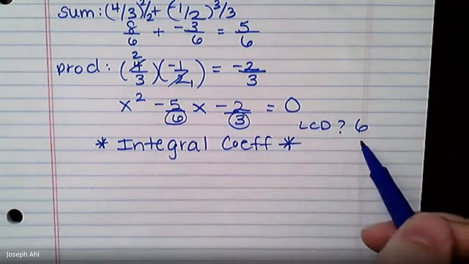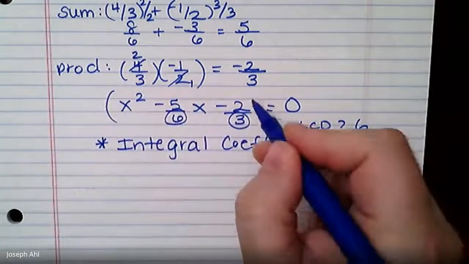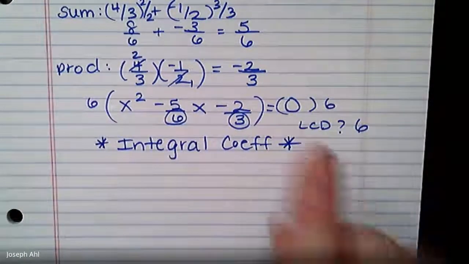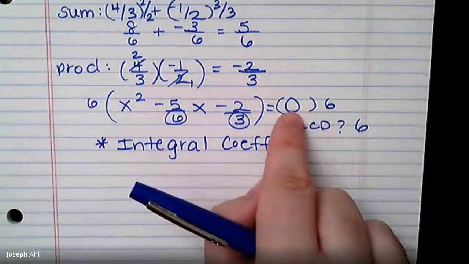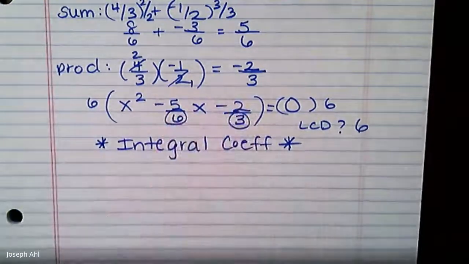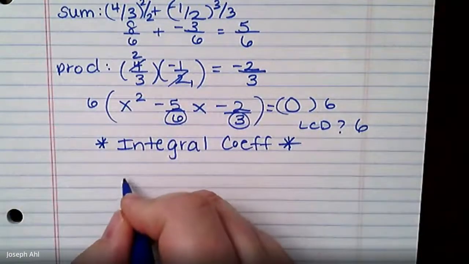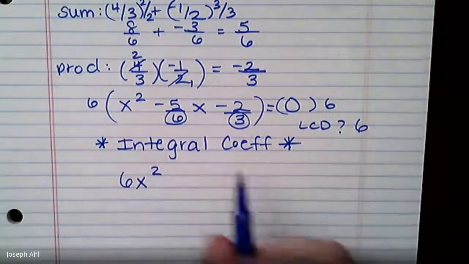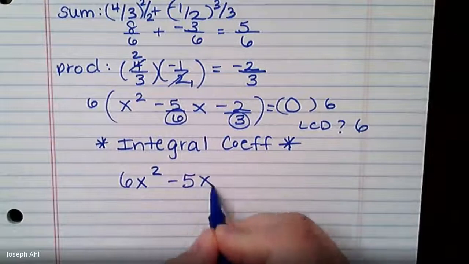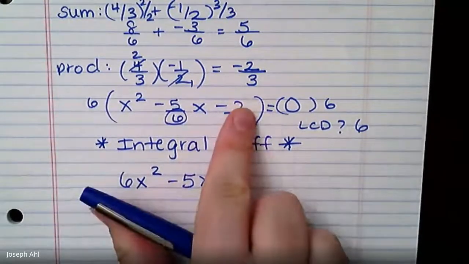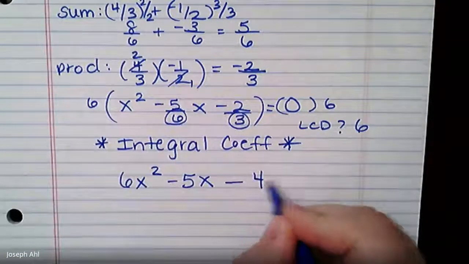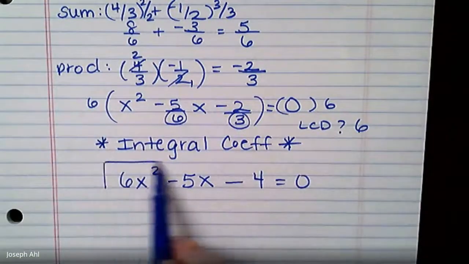So in fact, once I've decided that the LCD is 6, I'm just going to multiply both sides of the equation by 6. Notice how it's still equal to 0 on this side. But when I distribute the 6 over here, it's going to eliminate those fractions. So the equation would be 6x squared. When I distribute it to the middle, the 6's would cancel to get negative 5x in the middle. And then just be a little bit careful at the end. 3 goes into 6 twice. And then 2 times 2 would be minus 4 at the end of the equation equals 0.